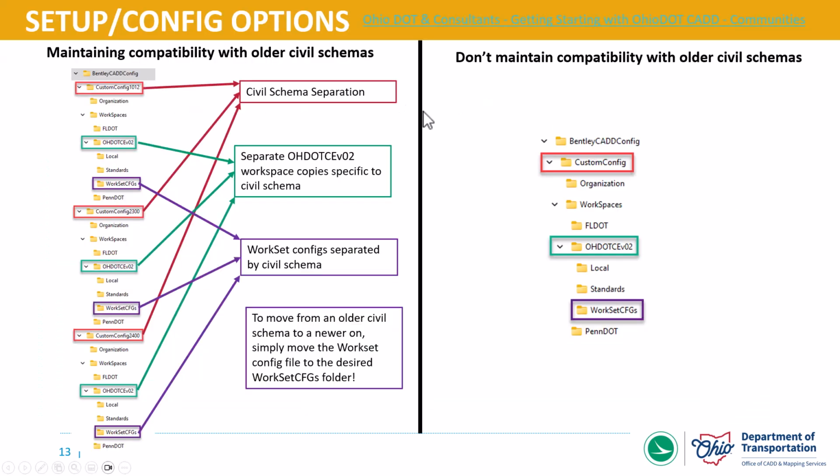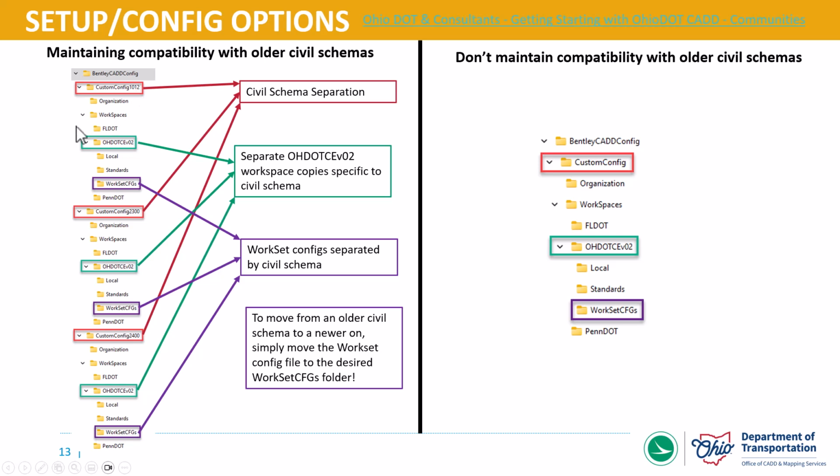Right. So I have a quick little screenshot going over how one might organize that. Again, you're free to set up how you will. It doesn't have to be set up like this. But here's an option for how you might organize to maintain compatibility between different schemas. So you basically start with a main configuration branch for each schema. Right? So I have a custom config 10.12, custom config 23, 24. For every schema you want to maintain, you have that main custom configuration branch. And then inside there, you could have the workspaces that are compatible for that civil schema.